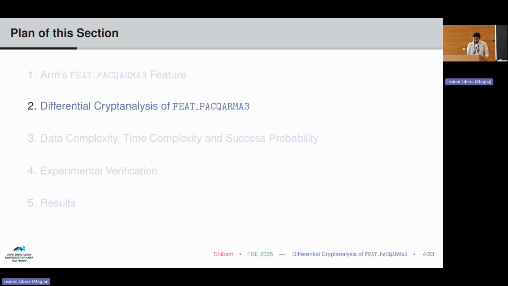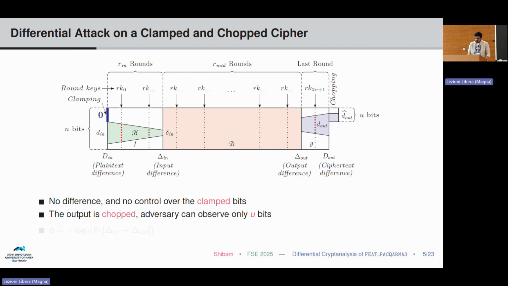Now I'll give an overview of differential cryptanalysis on this PAC function. Here is a high-level overview of our attack. We divide the total cipher into three parts. One is the middle rounds, for which we aim to find a differential distinguisher. Then we use it for key recovery from the front rounds. One thing to mention is that there is no difference and no control over the clamped bits; the adversary has no control there. And the output is chopped, so the adversary can observe only U bits.